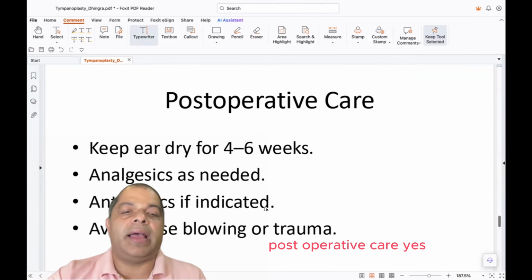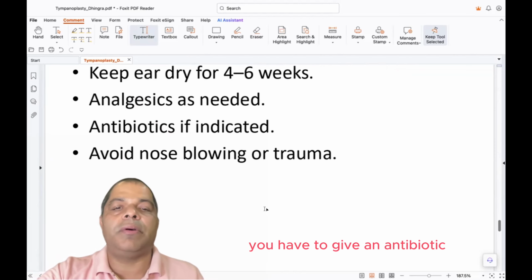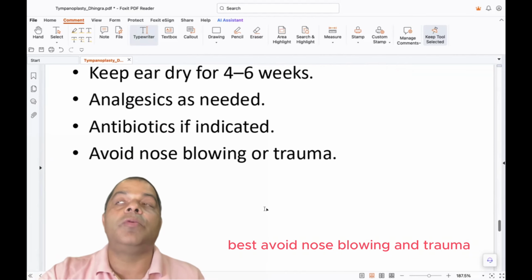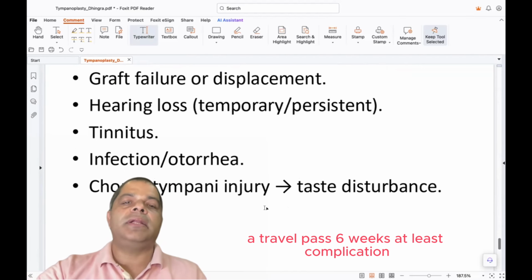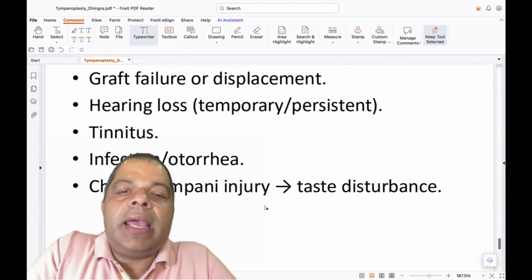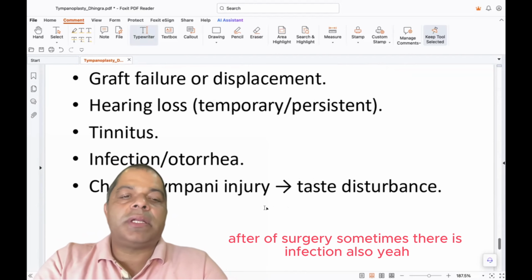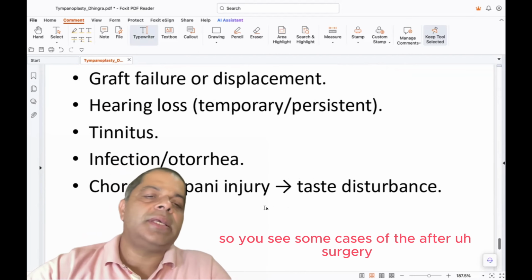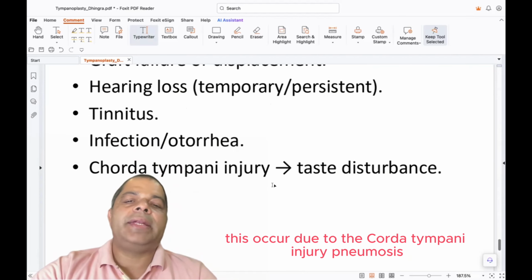Post-operative care, yes, keep the ear dry for the next 4 to 6 weeks. Analgesic as you need, and you have to give an antibiotic. Best avoid nose blowing and trauma, and avoid air travel for at least 6 weeks. Complications: sometimes there is graft failure, hearing loss may occur. Maybe the patient develops tinnitus after surgery. Sometimes there is infection also. Taste disturbance, we see in some cases after surgery. This occurs due to chorda tympani injury.